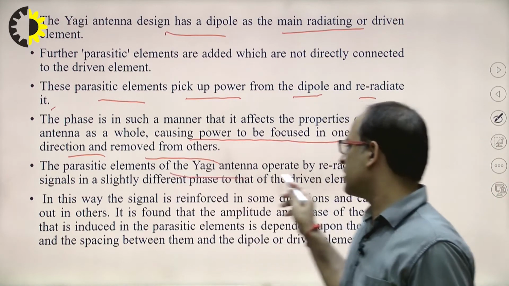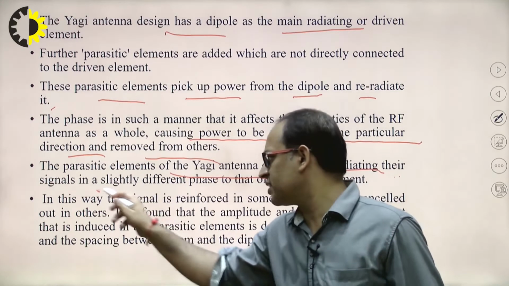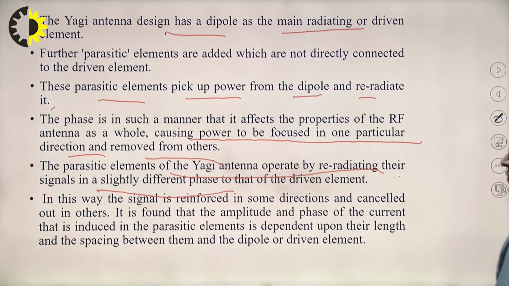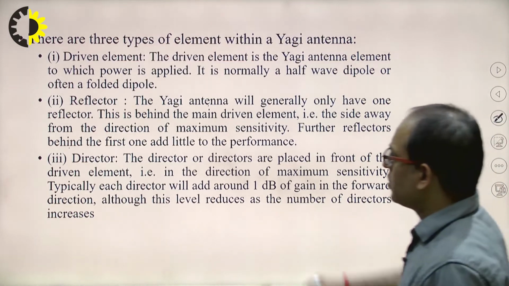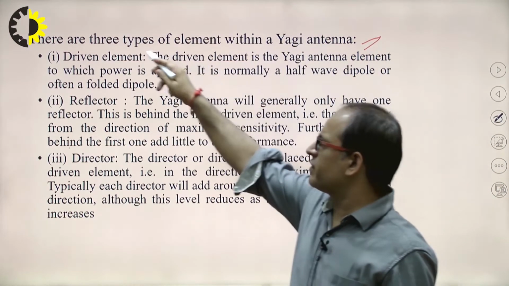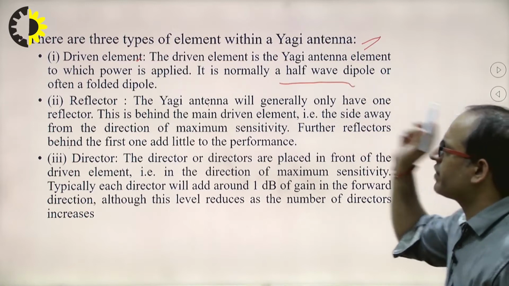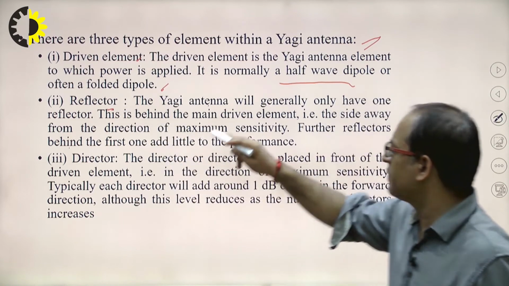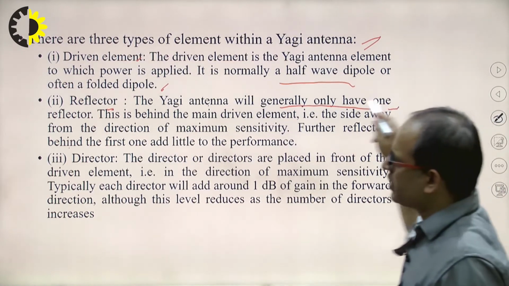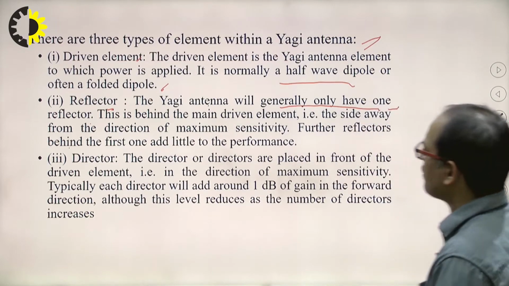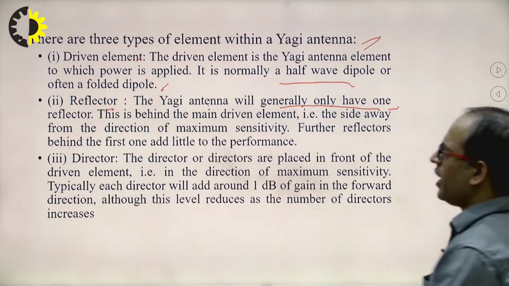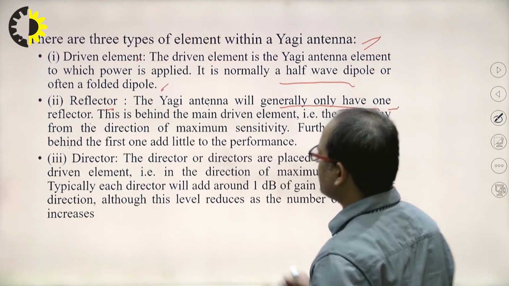These parasitic elements of the Yagi-Uda antenna operate by re-radiating signals in a slightly different phase to that of the driven element. Clear? So there are three elements mainly. The driven element is normally a half wave dipole or often a folded dipole. Another one is the reflector. The Yagi-Uda generally has one reflector. It may have one or two reflectors, and this is placed behind the main driven element.